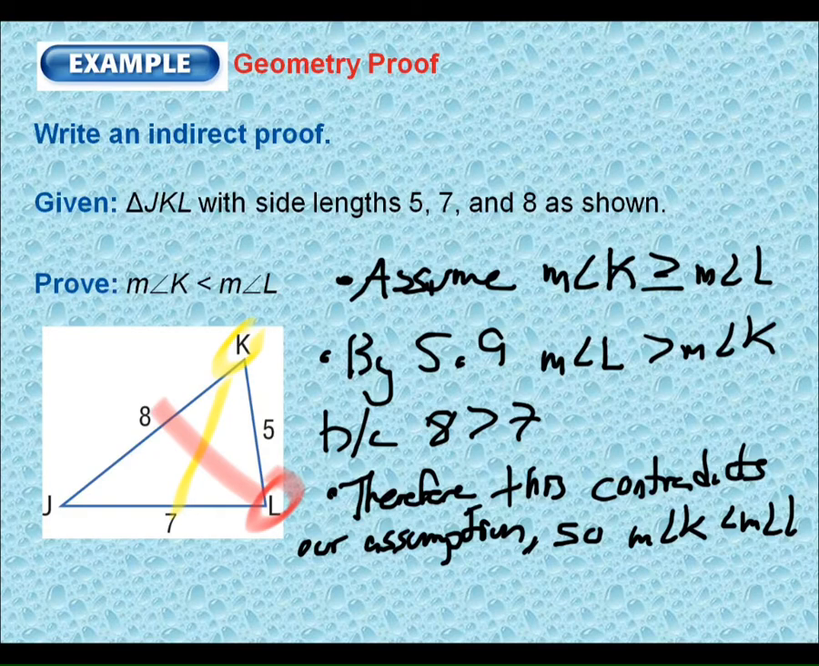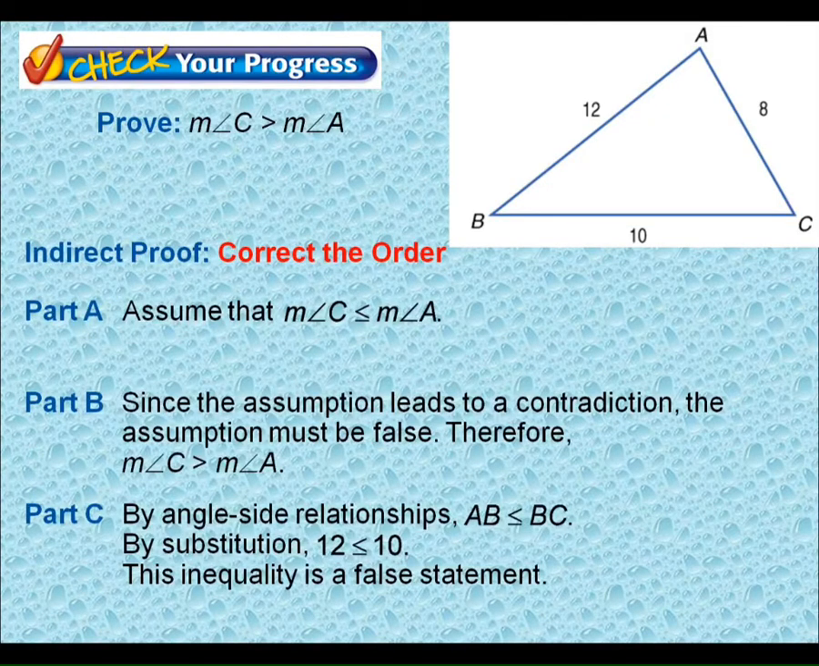Questions there? The last geometry problem we want to look at is very similar to the one we did previously. I just want to give you a different way to view it, or how you can prove it. Given triangle ABC, side lengths are shown. Prove that angle C is greater than angle A. If it didn't ask you to prove this by indirect proof, it would be very quick.